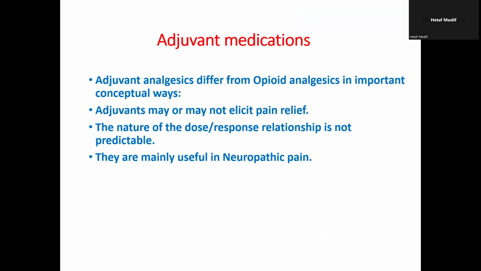So what is an adjuvant? Adjuvant analgesics differ from opioids in important conceptual ways. Number one, adjuvants may or may not elicit pain relief. The nature of the dose response relationship is not predictable. It's not like opioids. With opioids, the higher the dose, you get more pain relief. But with an adjuvant, you might or might not. So that's why if it doesn't do the job, you have to switch to something else. And most of the adjuvants are used in neuropathic pain.